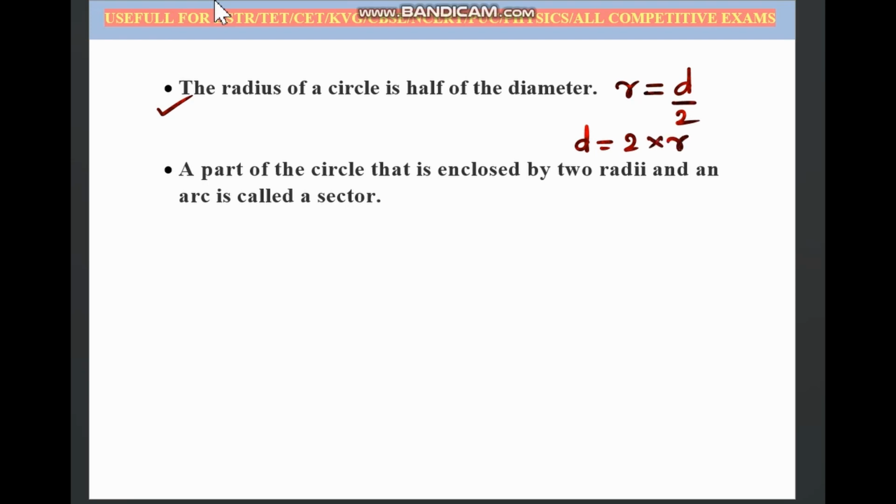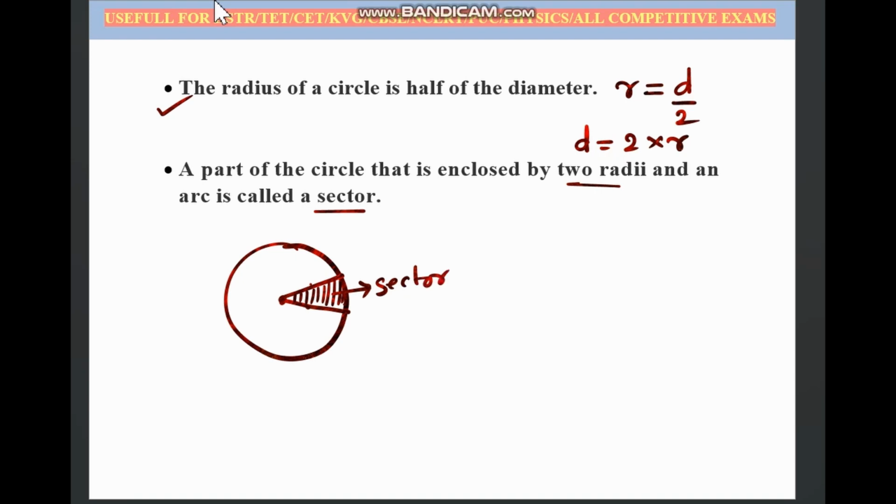A part of a circle that is enclosed by two radii is called a sector. See here, if this is a circle, this is the center of the circle. I have one radius here, one more radius here. These two radii are of equal length and in between, the area is enclosed. That area is called a sector. The area enclosed between two radii of a circle and this arc is called a sector.